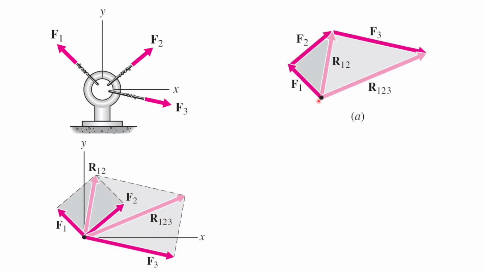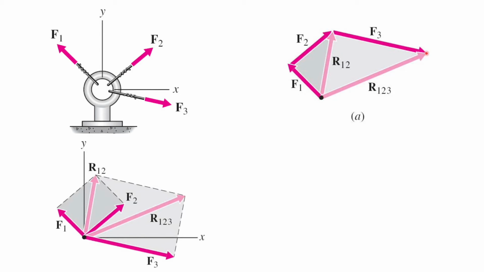We do that by drawing the resultant from the tail of F1 to the tip of F2. After that, we can draw F3 from the tip of F2, and since F3 is directed this way, we just copy it here. By doing that, we can get the resultant vector R123 by drawing the resultant vector from the tail of F1 to the tip of F3.